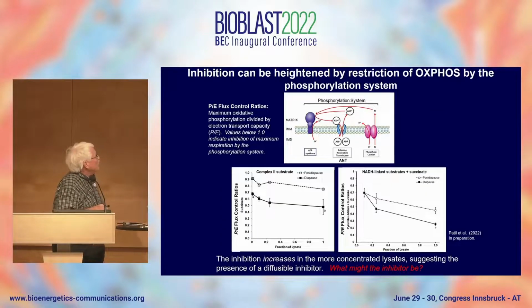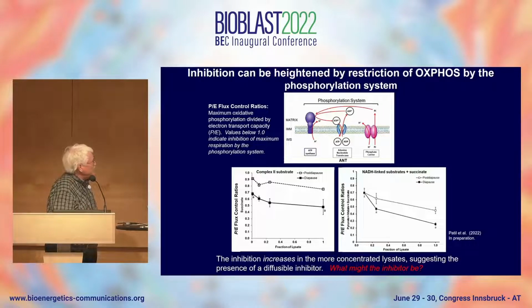Okay, but we've shown very recently, though, that this inhibition can be heightened by restriction of oxidative phosphorylation through the phosphorylation system. The phosphorylation system, as you know, is the ATP synthase, the ANT, and the phosphate carrier as a grouping. And what we're showing here are P to E flux control ratios, in other words, the maximum oxidative capacity divided by the electron transport capacity. And we're showing this for complex 2 substrates, succinate, as well as a combination of NAD-linked substrates plus succinate. And we're showing this for the active embryo versus the diapause embryo.